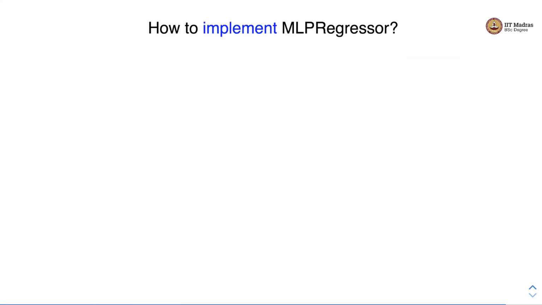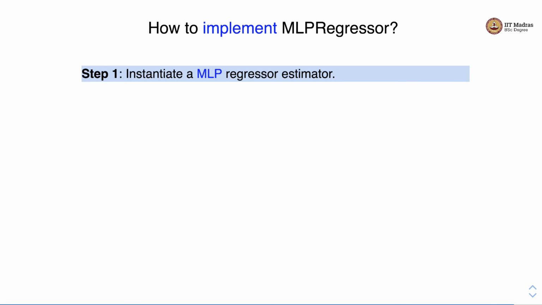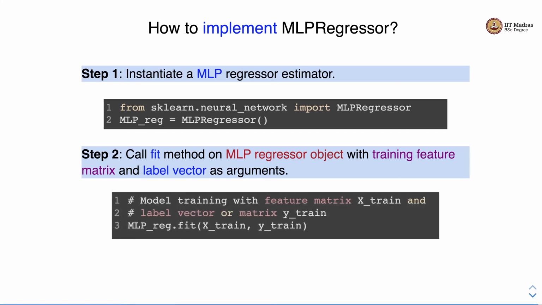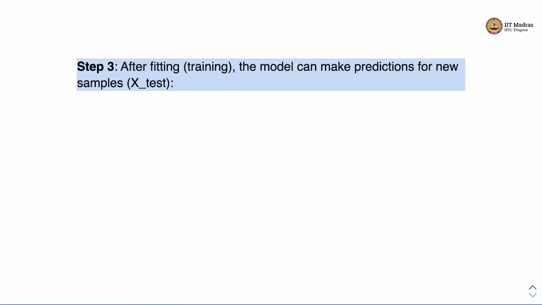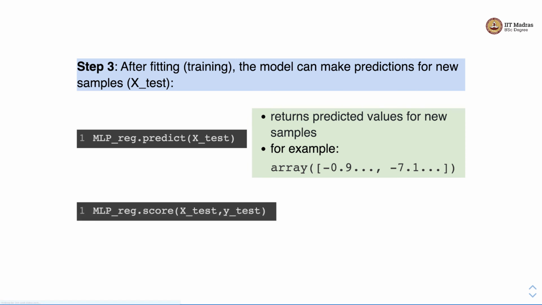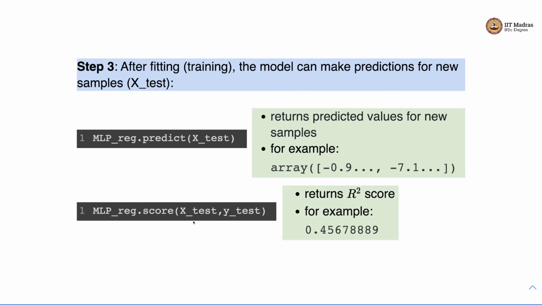Let's see how to implement MLP regressor. We instantiate MLP regressor estimator. We call the fit method with training feature matrix and label vectors as arguments. After training the model, we can use it for making predictions for the new samples. So we can use predict method with test feature matrix as an argument. It returns predicted values for new samples. We can also obtain the score by providing the test feature matrix and test output labels. It returns R square score for the regression.